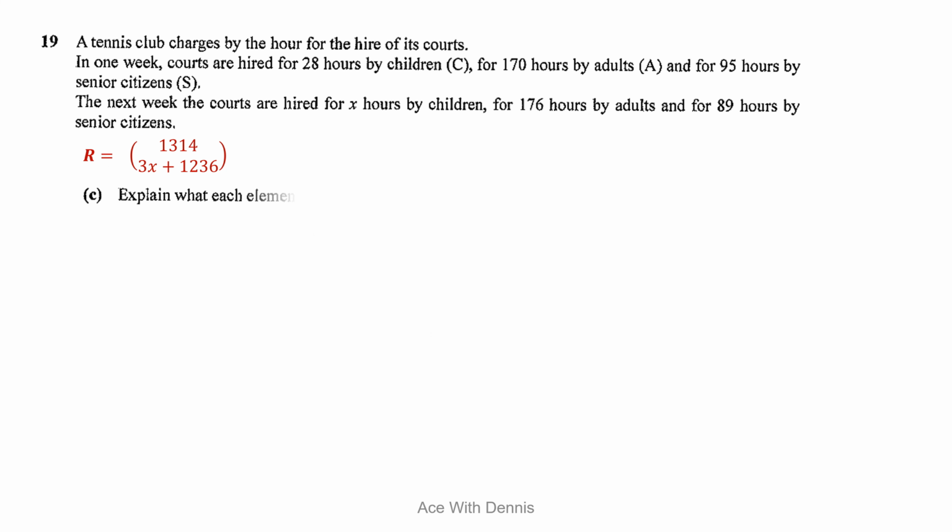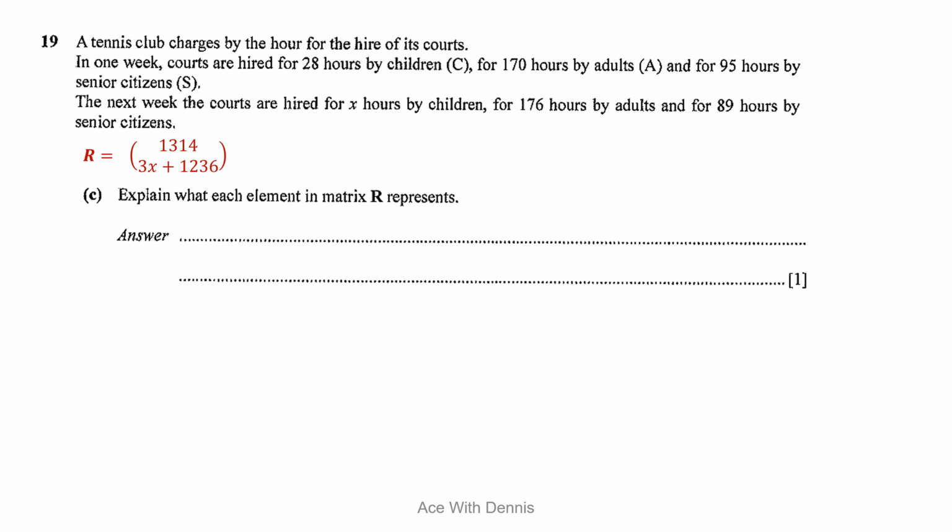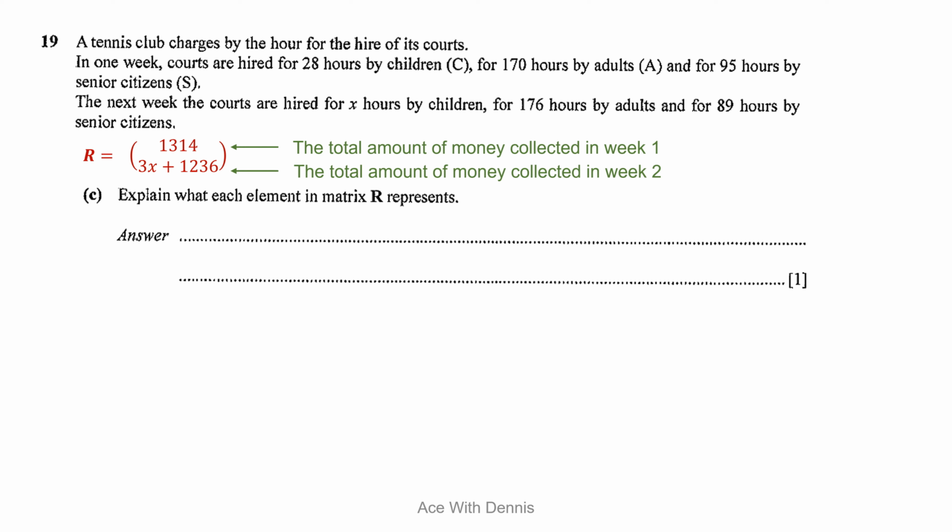C. Explain what each element in matrix R represents. 1 mark. So let's take a look at matrix R again. The first number is the total amount of money collected in week 1, and second row is the total amount of money collected in week 2. Therefore, we can write the answer as matrix R represents the total amount of money collected on week 1 and week 2 respectively.